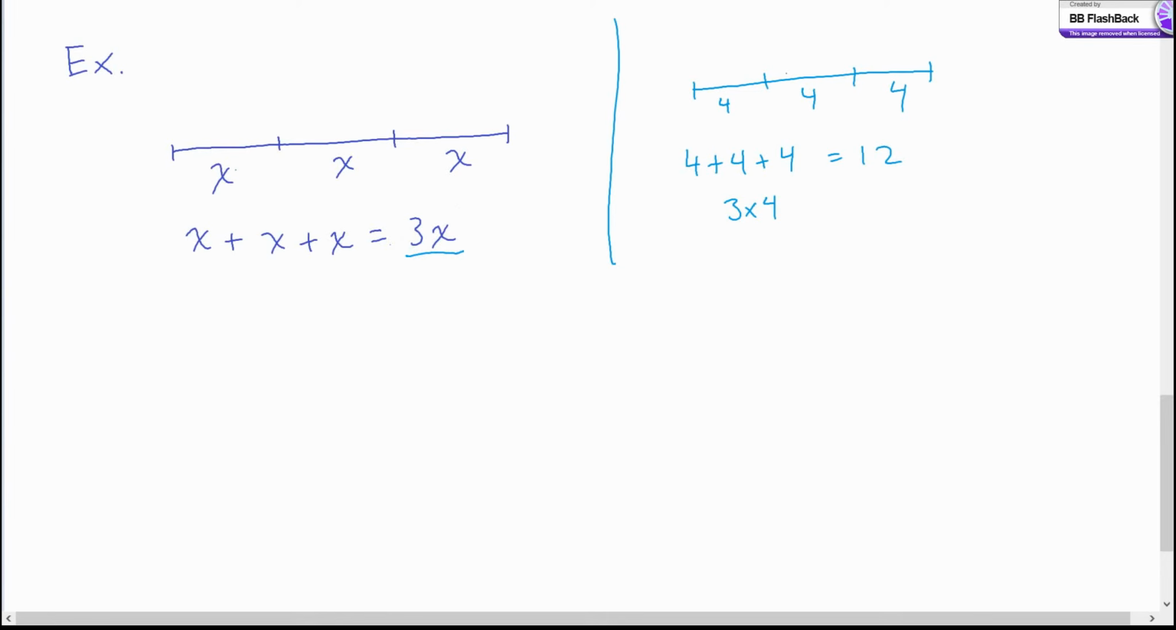Okay? So that's how we can work with an x by itself. What if we had an example with x squareds?